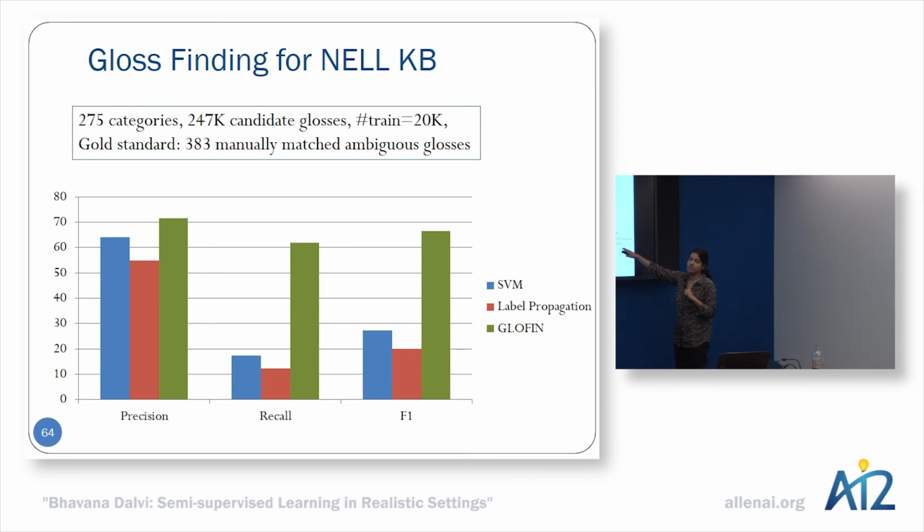The green one is GLOFIN, which is our proposed method, and we are comparing it against the SVM baseline and label propagation. This one is a state-of-the-art semi-supervised graph-based learning method, and you can see that GLOFIN is giving slightly better precision, much better recall and much better F1. Because it is making use of the hierarchy, it can generalize. So if for some gloss it is not sure whether it's a fruit or company, but it is sure that it's food and not organization, it can generate better labels. That way it is increasing the recall when there are very few seed examples.